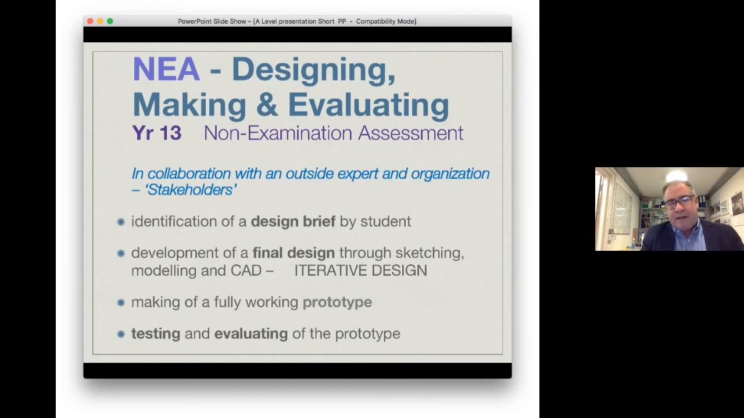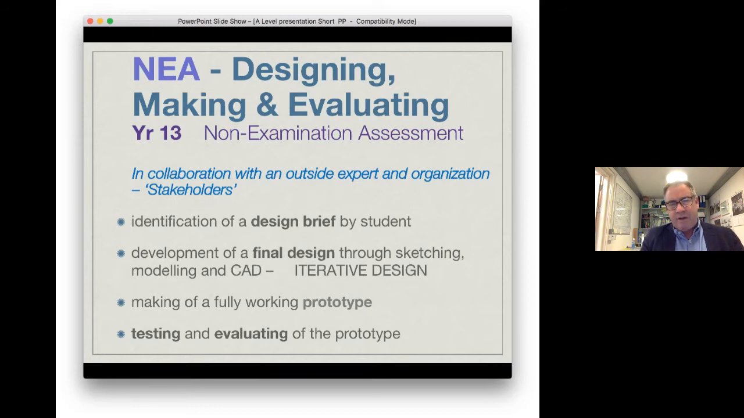We've already talked about the NEA. You know the NEA by now. It does run on the same theme. I've said you'll be going to find your design brief. You choose who you're going to base it on, where you're going to base it, and who you're talking to. And of course, we'll have to expand the outside stakeholder range to make this even more in depth.